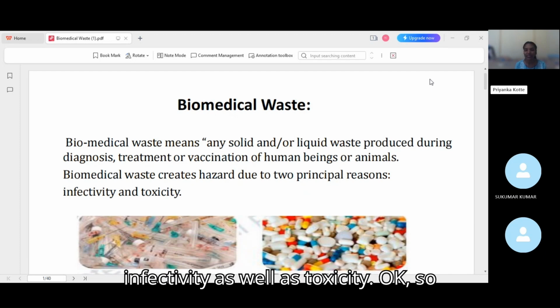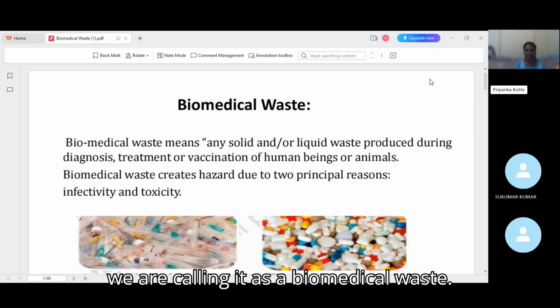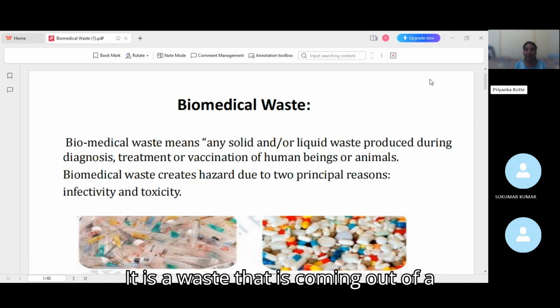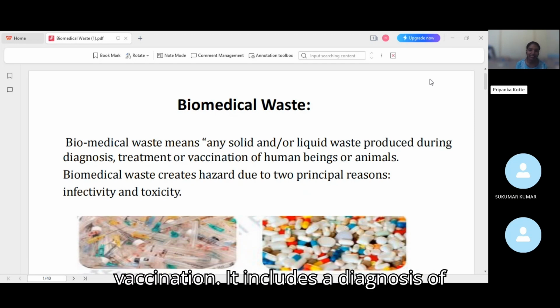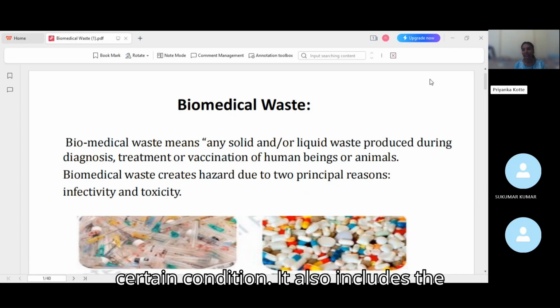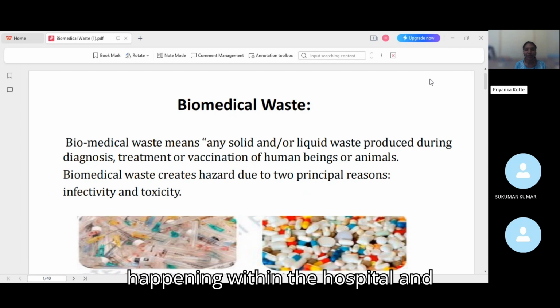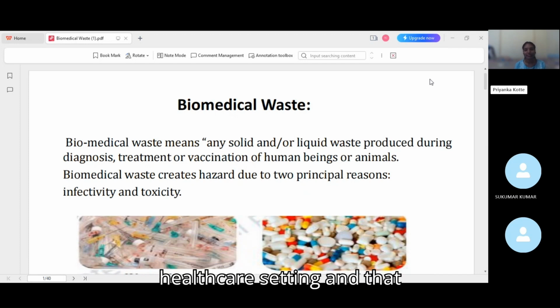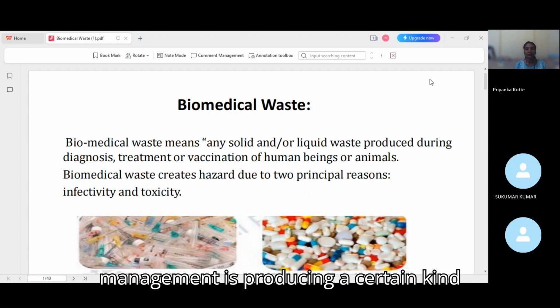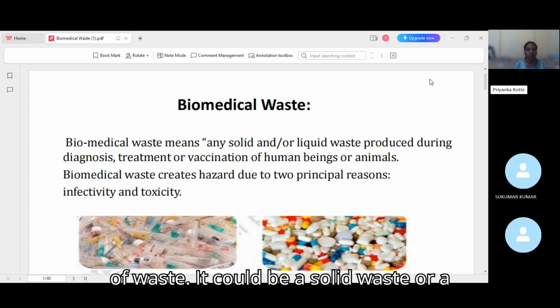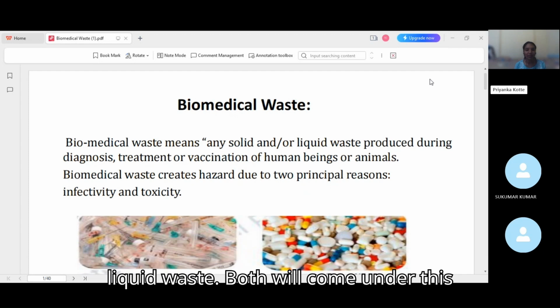One is infectivity and the other is toxicity. So we call it biomedical waste because it is waste coming out of a medical process. It includes vaccination, the diagnosis of certain conditions, and also treatment. So any management that is happening within the hospital and healthcare setting and producing a certain kind of waste, whether solid or liquid, will come under this.